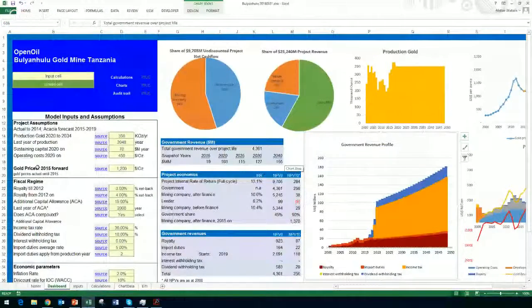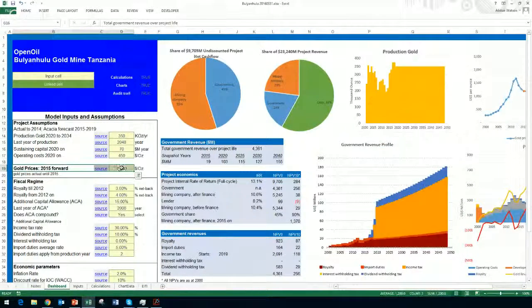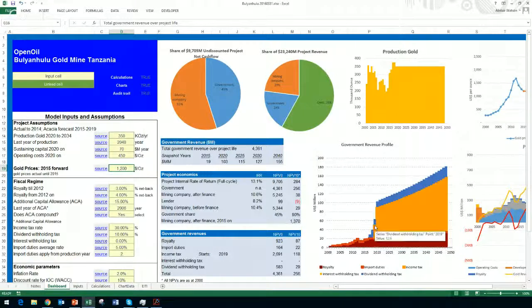I'll just switch back to sharing my screen. I hope you can see the dashboard. The input parameter for the future gold price is here, the $1,200 per ounce, and we can see over here this chart showing that income tax will start, I think, at 2018. No, 2019, as we said earlier.